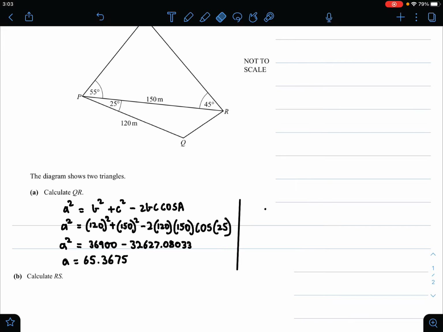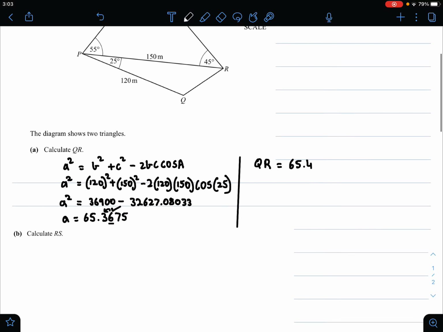Actually, we'll write QR is equal to 65.4 because 6 is greater than or equal to 5, so it will round off the 3 to the next number, and therefore this will be our final answer for part A. Now let's move to part B, where they are asking us to calculate RS.